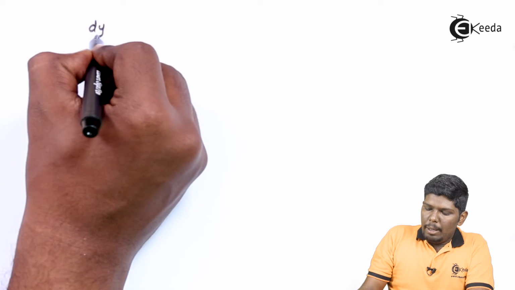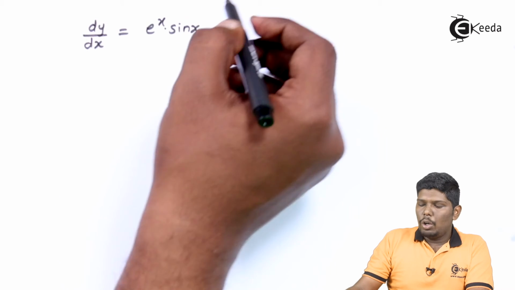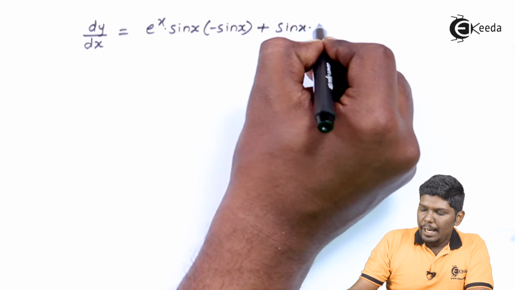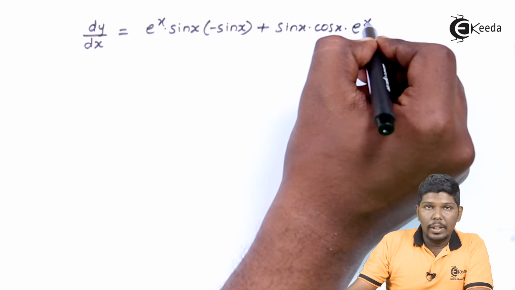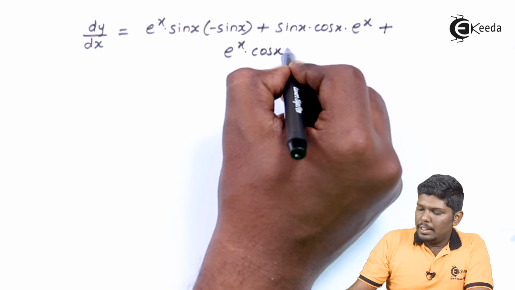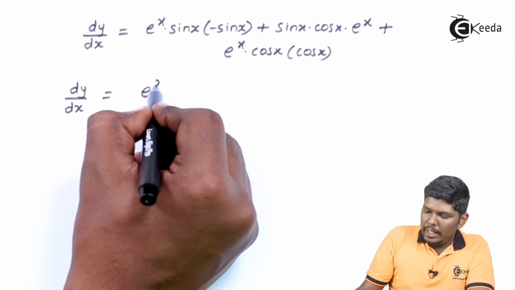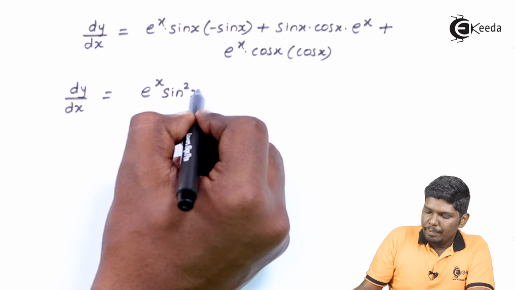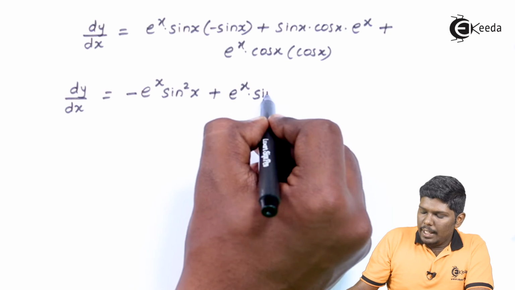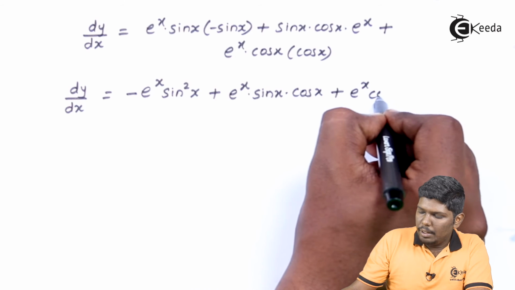Let us see the next step. dy by dx is equal to e raised to x sin x, derivative of cos x will give you minus sin x, plus sin x into cos x, derivative of e raised to x is e raised to x, plus e raised to x cos x, derivative of sin x will give you cos x. Next step, dy by dx is equal to e raised to x sin x into sin x will give you sin square x, and minus sign can be written at the start. Plus here we have e raised to x into sin x into cos x. Last we have e raised to x cos x into cos x will give you cos square x.